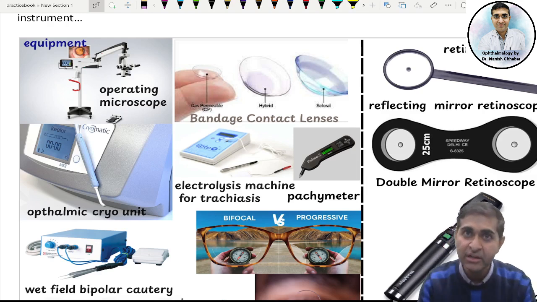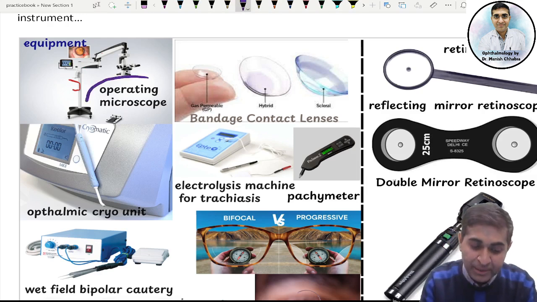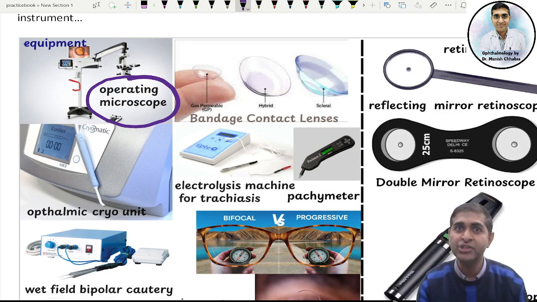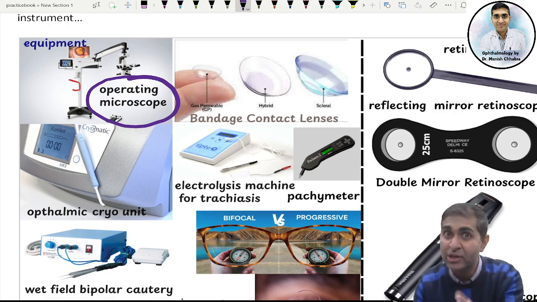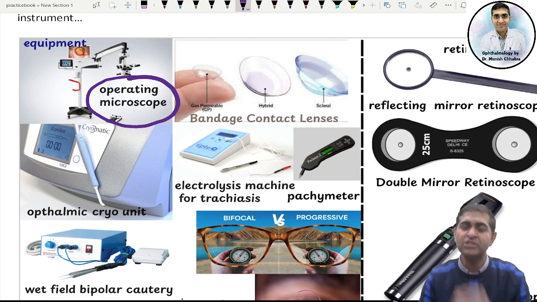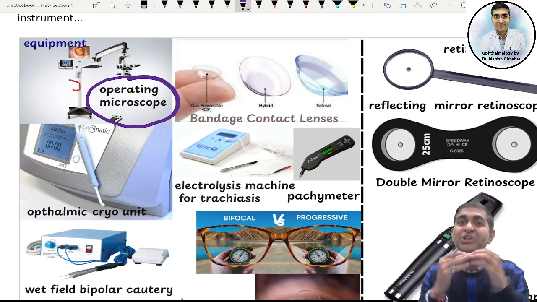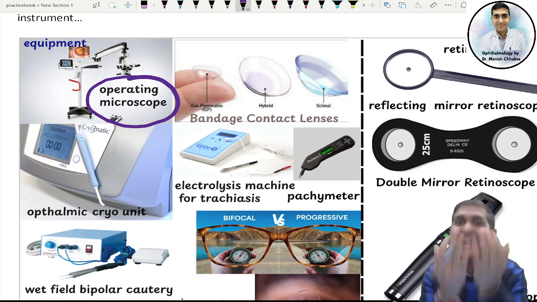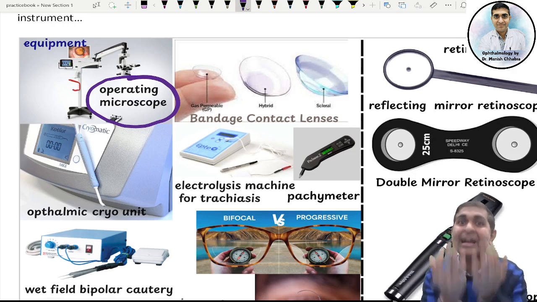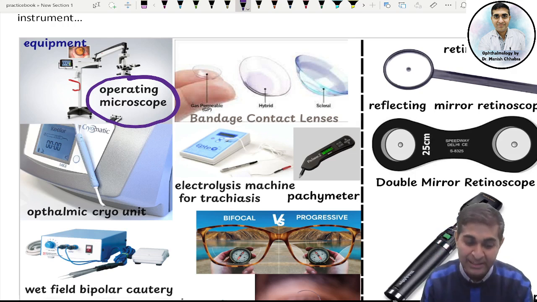Starting with the first instrument, it is the operating microscope. If you want to operate on a patient, any case, cataract, glaucoma, trabeculoplasty, any intraocular procedure, or any ptosis, entropion, ectropion surgery, whatever surgery you want to perform, you have to use an instrument which magnifies the image. The eye is a very small structure, so you need magnification. For that you use the operating microscope.